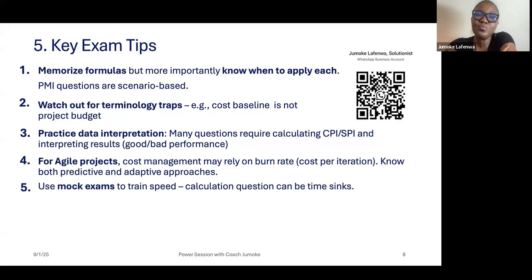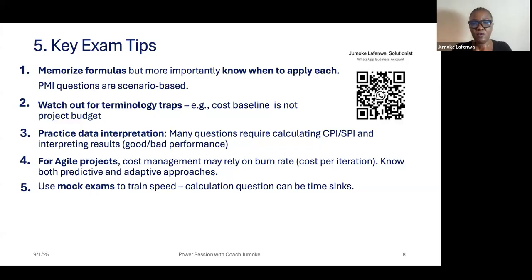Five, use mock exams to train speed. Calculation questions can be time sinks. So for those who are mathematics phobic, mark the calculations. If you come across a question that involves calculation, mark and proceed. The exam is broken into three parts. Your first 60 questions are not based on time, like having spent one third or two thirds of the time. They are using the number of questions you have completed, because the questions are 180.